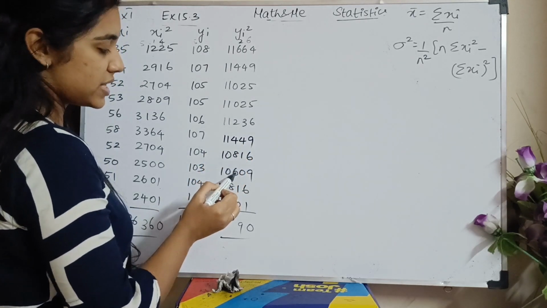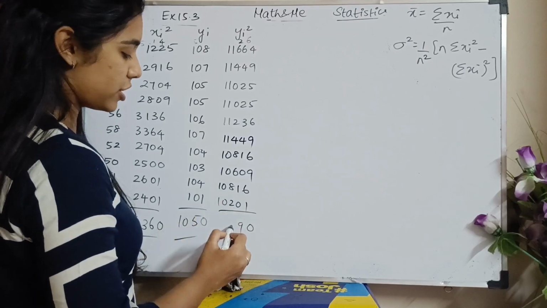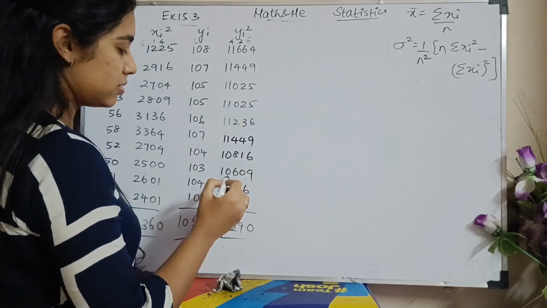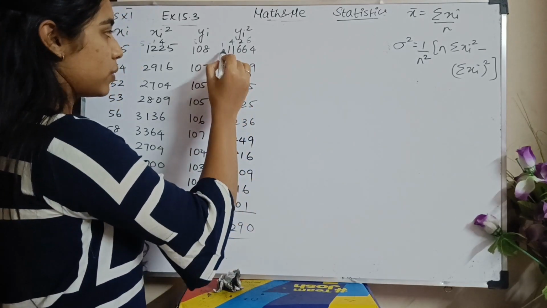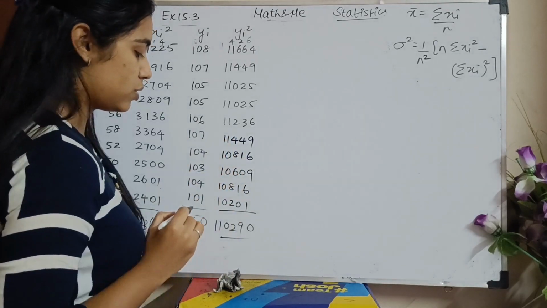18 plus 8 is 26. 26 plus 6 is 32. 32 plus 8 is 40. 42. 4 carry over. 4, 5, 6, 7, 8, 9, 10. 1 carry over. 1, 2, 3, 4, 5, 6, 7, 8, 9, 10, 11. 1, 1, 0, 2, 9, 0.